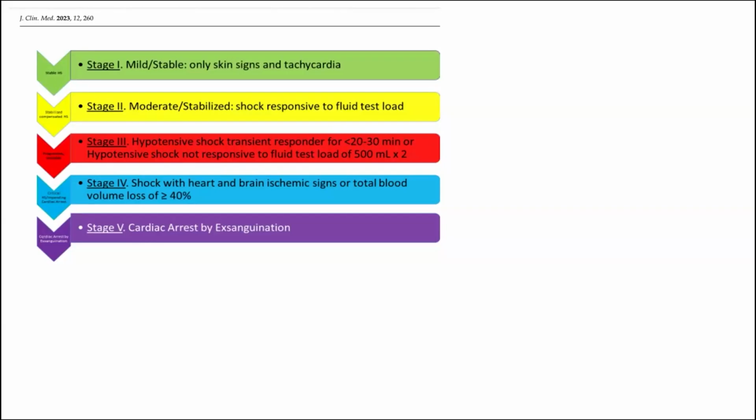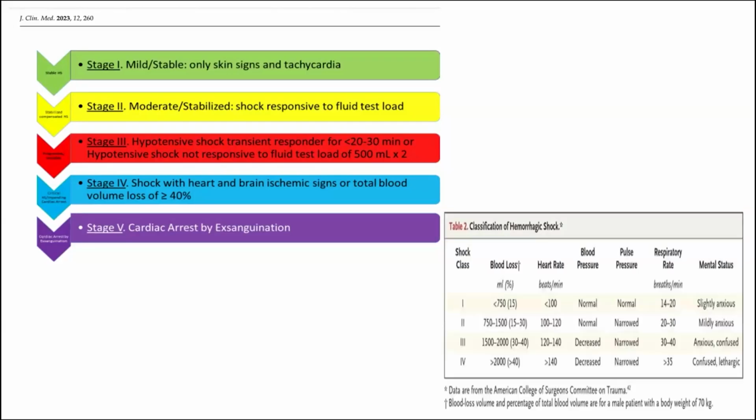That was the limitation of the previous classification: it did not categorize what happens if the patient has a cardiac arrest due to exsanguination. This one includes those patients. So cardiac arrest by exsanguination is categorized as stage 5. This is just to have a comparison: the American College of Surgeons Committee on Trauma, the same thing we spoke about earlier, as compared to the new guidelines based on staging.